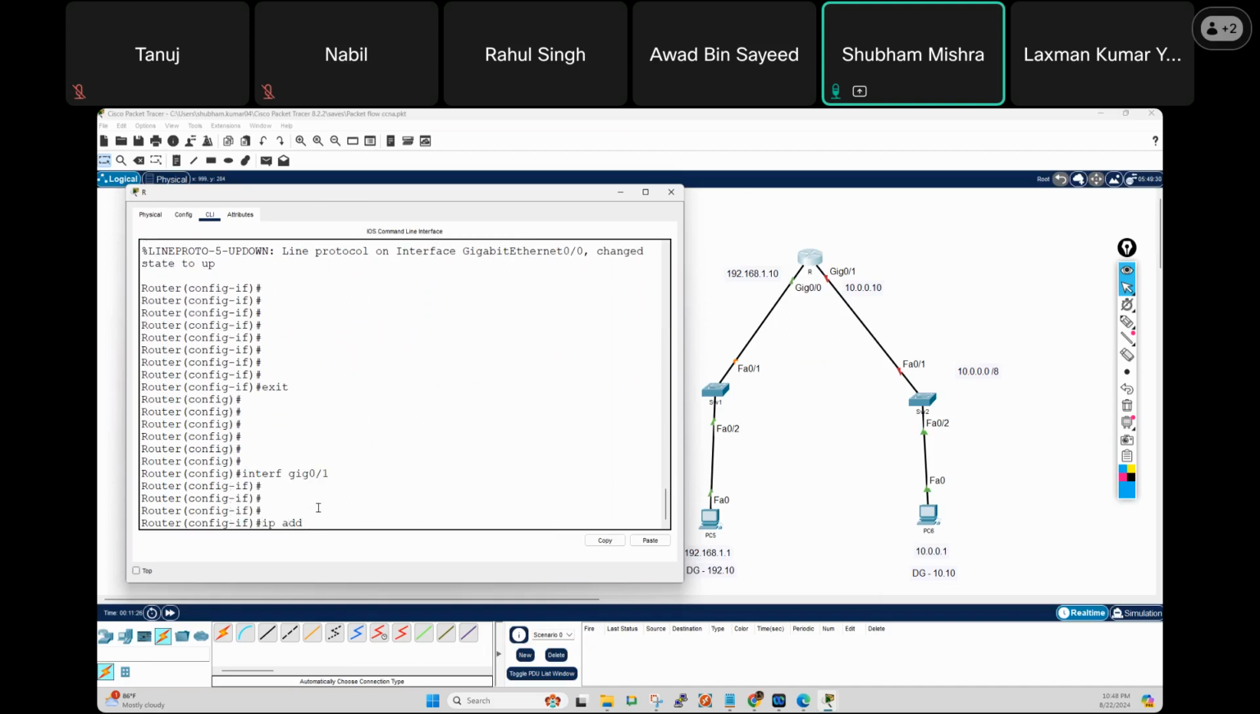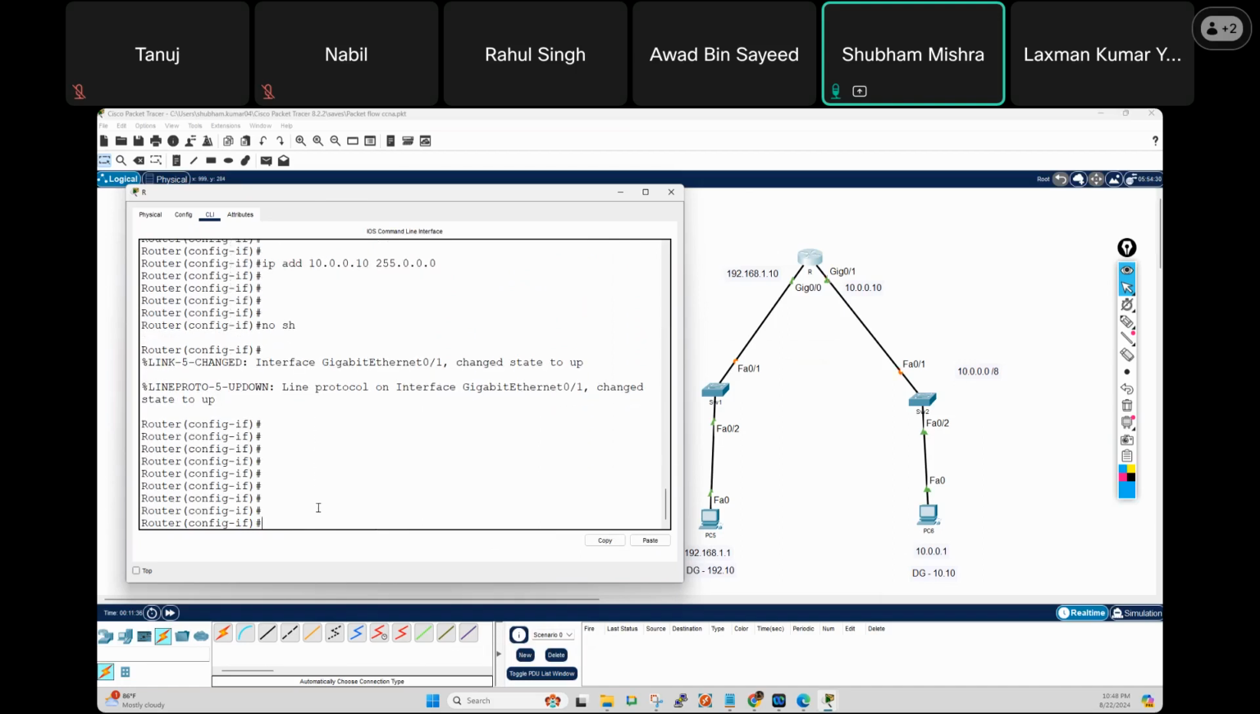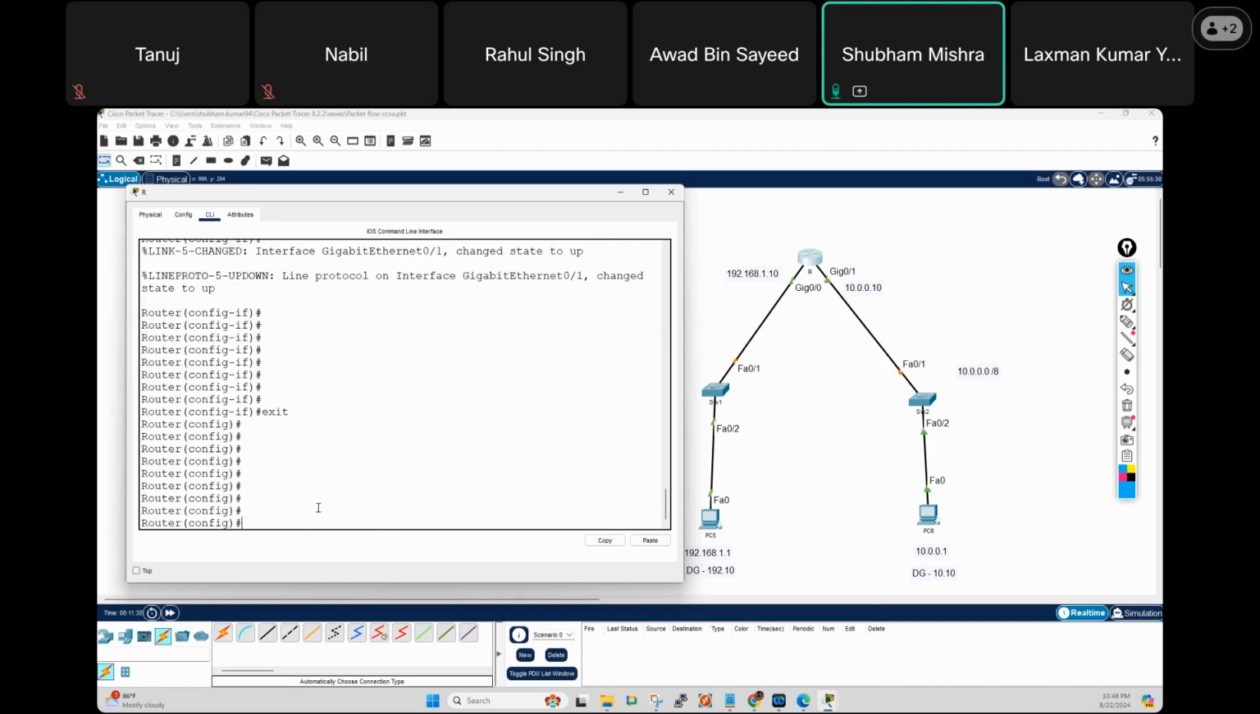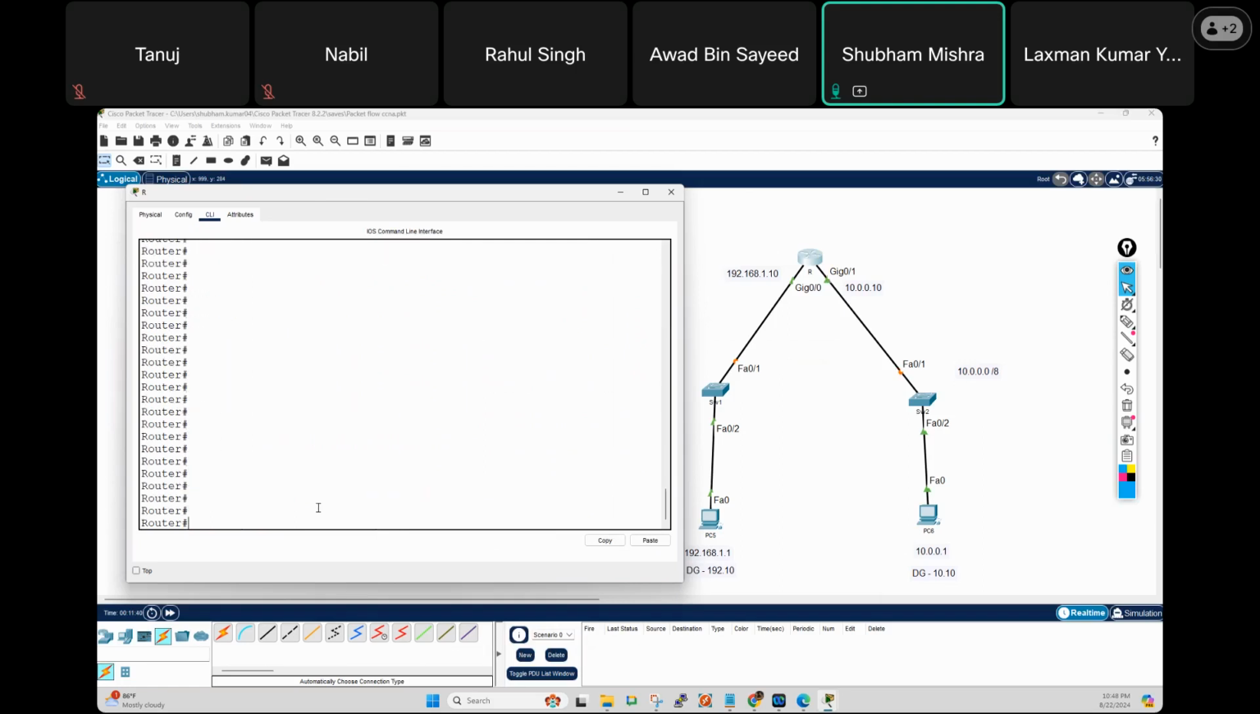Now interface gig 0/1. IP address 10.0.0.10, subnet mask 255.0.0.0 and no shutdown. Clear? I hope you guys understand till now.